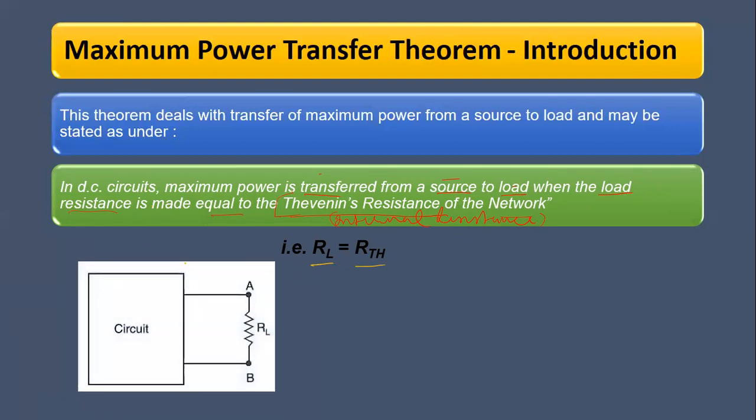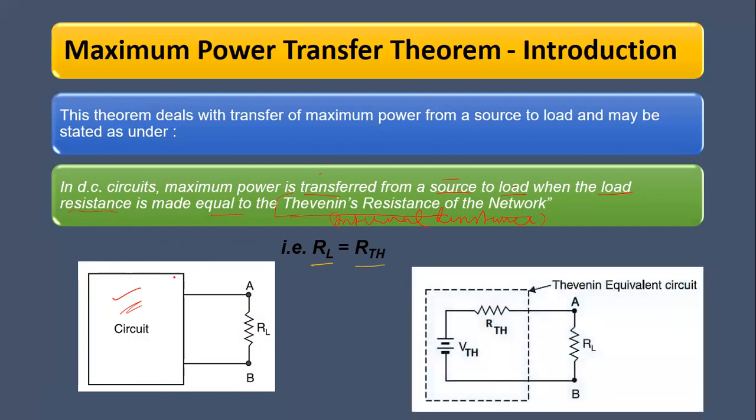If we consider one circuit as shown here, we have a load resistance connected across the load terminals, and this may be a complex circuit represented with the help of a block diagram. We need to find the Thevenin's equivalent of this network, and Thevenin's equivalent contains two components, VTH, which is Thevenin's voltage, and RTH, which is Thevenin's resistance. When these two resistances are the same, they match, and at that point we can say that maximum power is transferred.